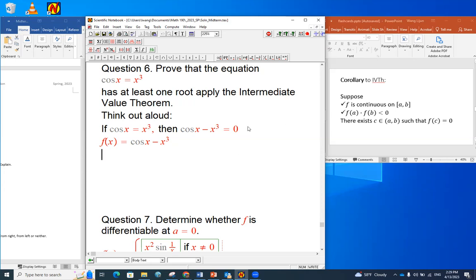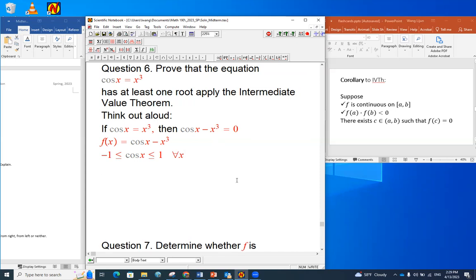And that interval at the endpoints, a and b, the function is going to have values that are opposite to each other. So if one is positive, the other one is negative. So it's helpful to know that cosine is always between +1 and -1 for any real number x, and that will give us some idea. So you can try something out.